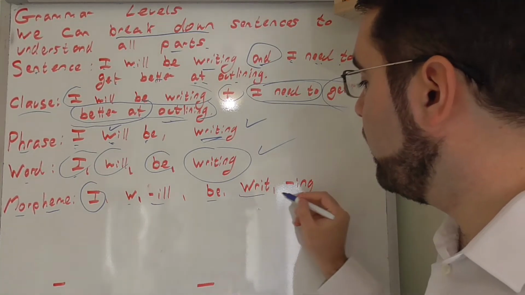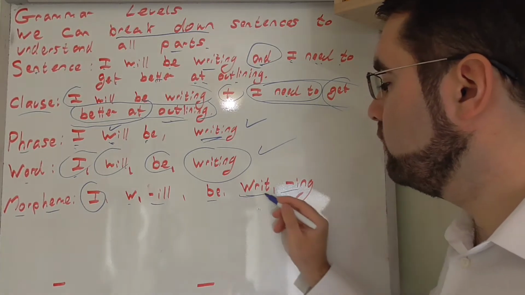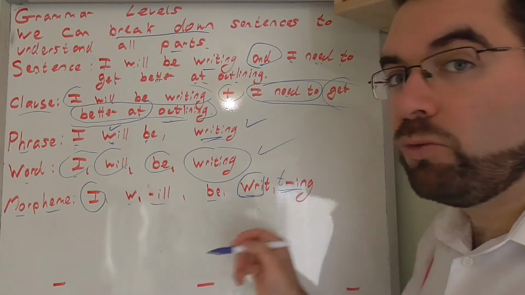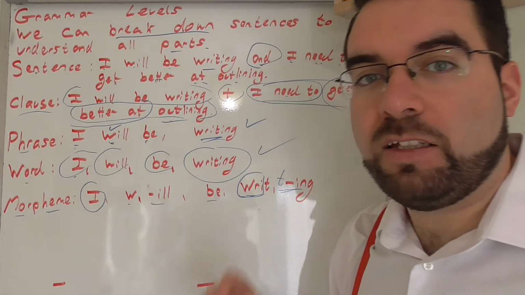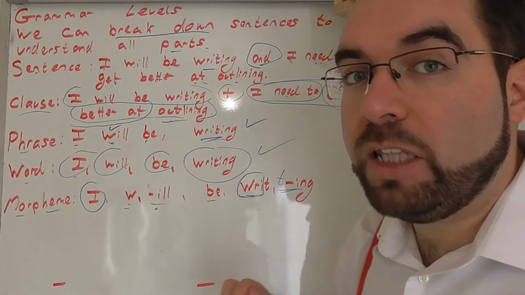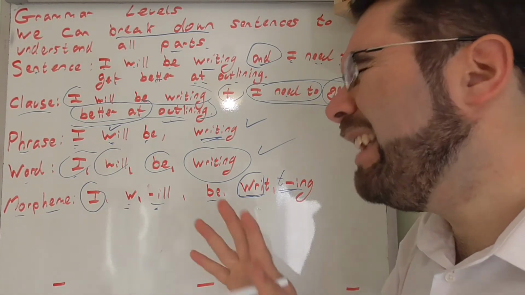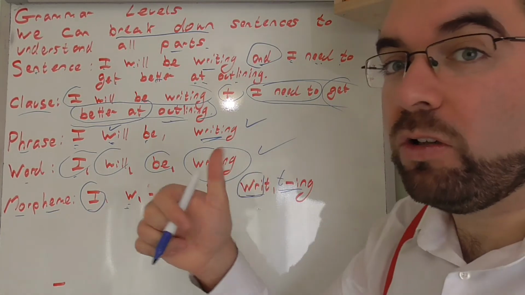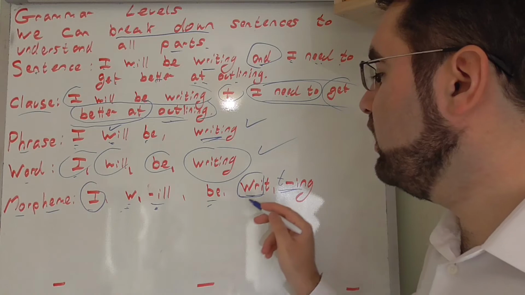Writing. Breaking down the words almost to the syllable level. Not quite, not exactly syllables, but very, very similar. Will is one syllable, but what is it made of? Be writing.